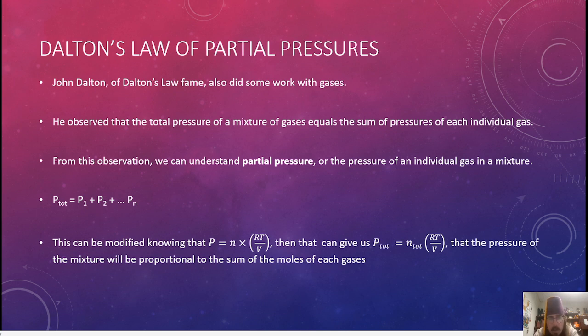But from this understanding, we get the concept of a partial pressure. Pressure is usually used to think of a mixture of gases, the total pressure of all the gases in the room. Well, partial pressure is the pressure of an individual gas within a mixture. A mathematical formula representing this law is that the total pressure is equal to the sum of partial pressure 1, partial pressure 2, all the way to the nth partial pressure. However many gases are in the mixture, we sum them up to get the total pressure. Now, as I said, since the temperature and volume are not changing and R is a constant, we can directly relate the total pressure to the moles.